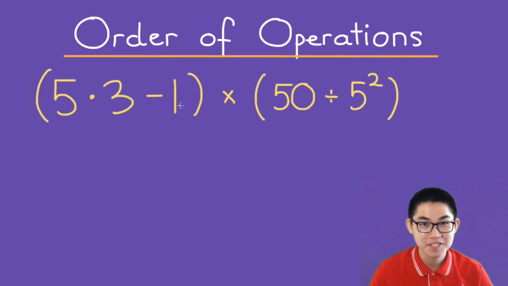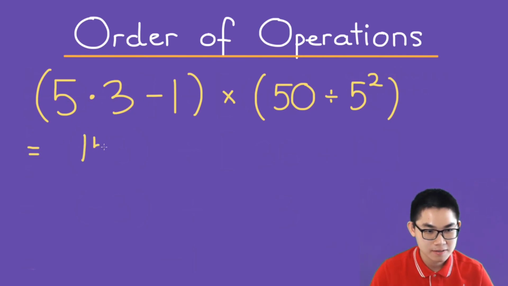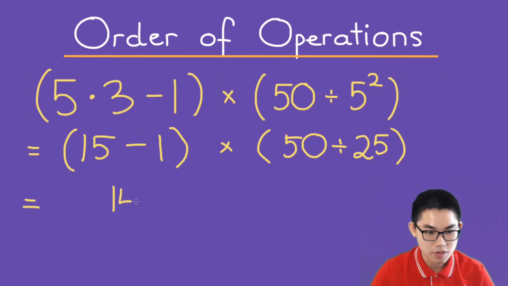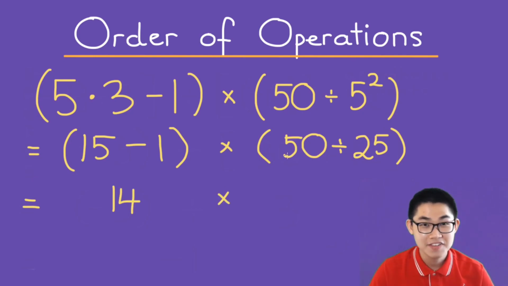5 times 3 minus 1 in brackets times 50 divided by 5 to the power of 2. So in this bracket, we have multiplication and subtraction. 5 times 3 gives you 15. And over here, we have 50 divided by 5 to the power of 2, which is 25. So 15 minus 1 is 14, easy. And 50 divided by 25 is 2. And 14 times 2 is 28.